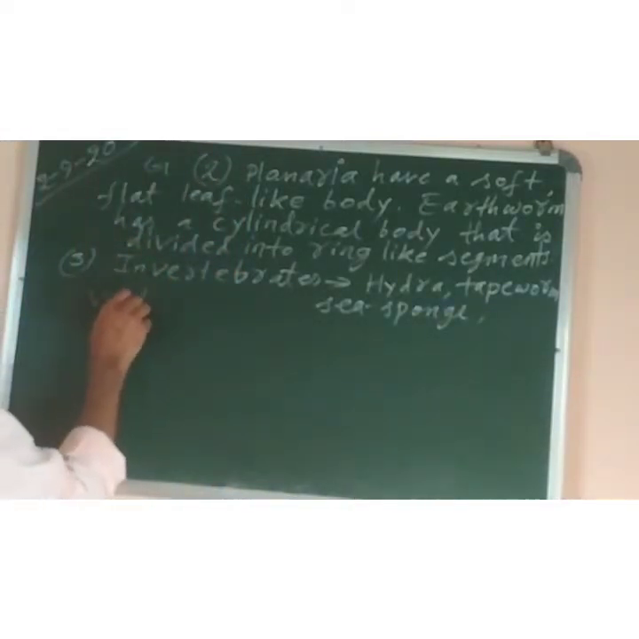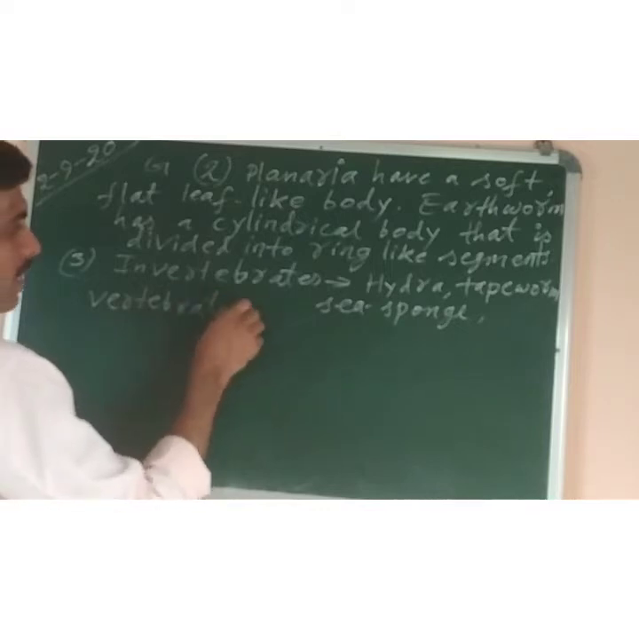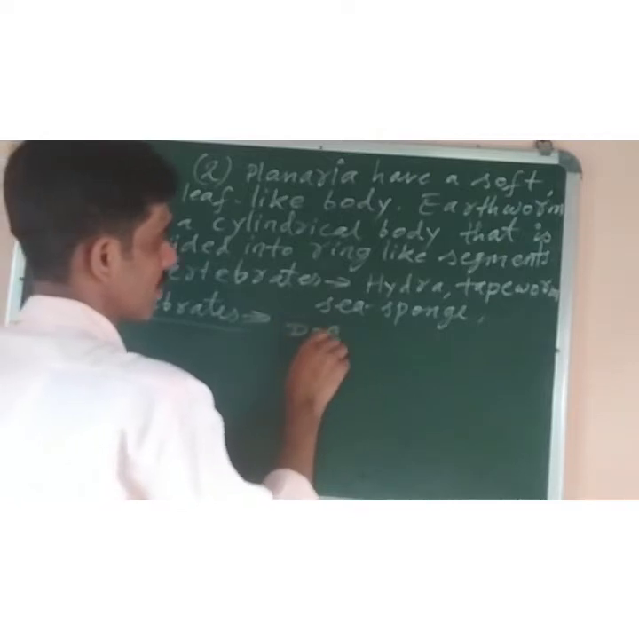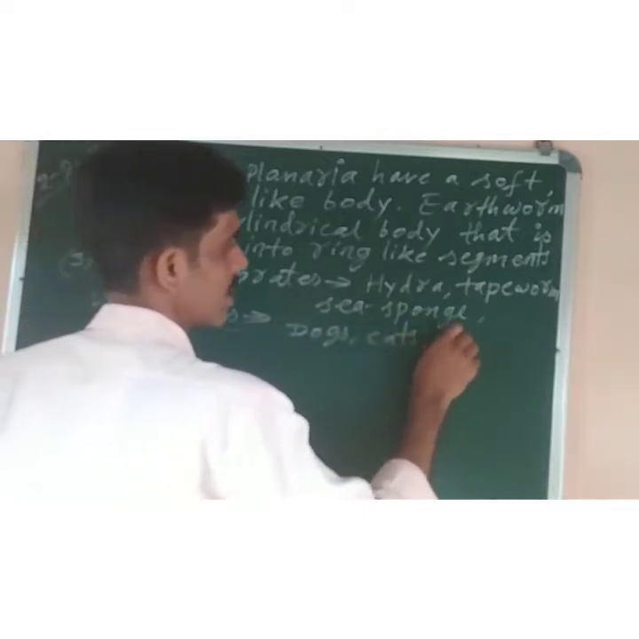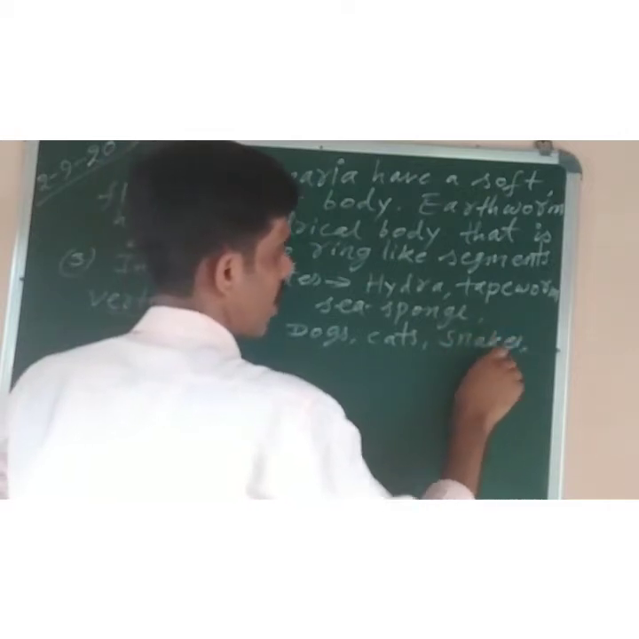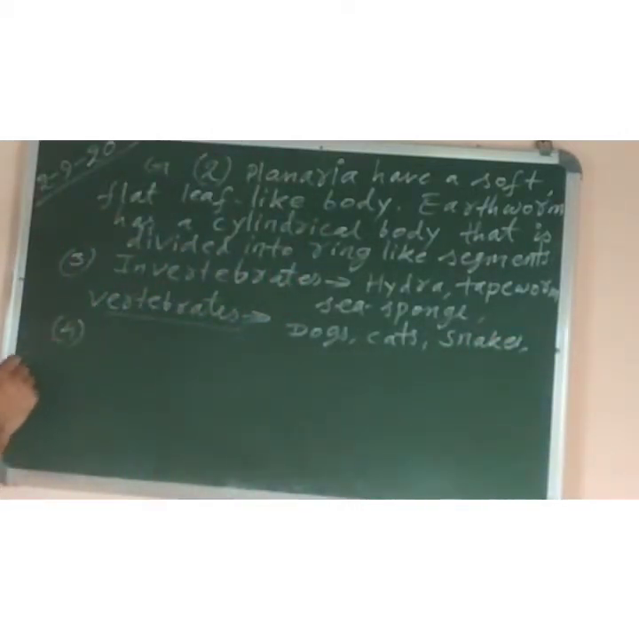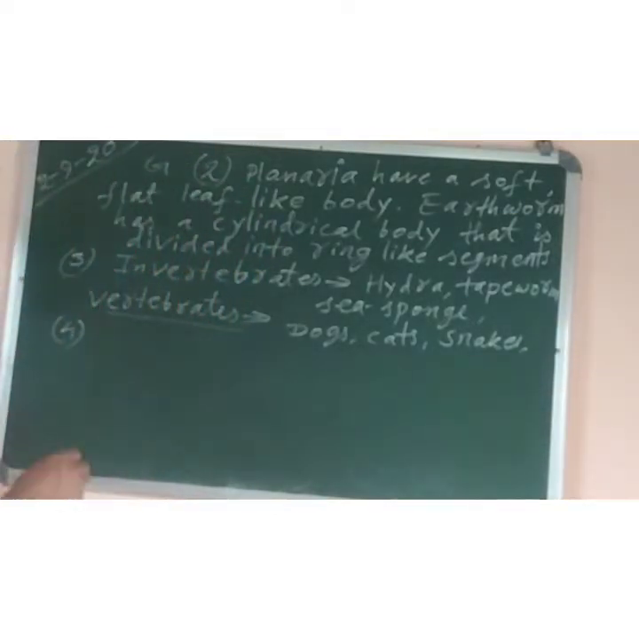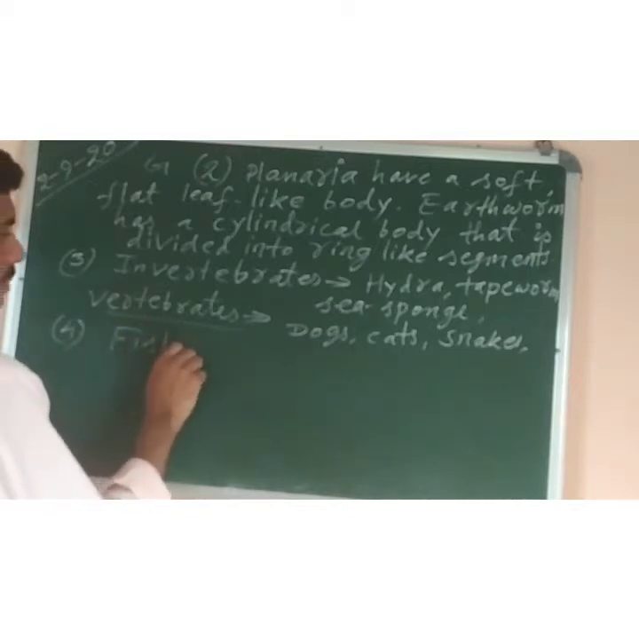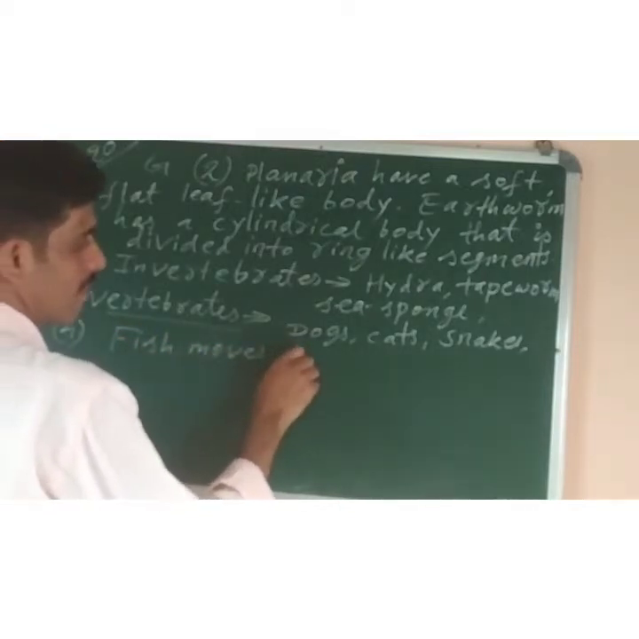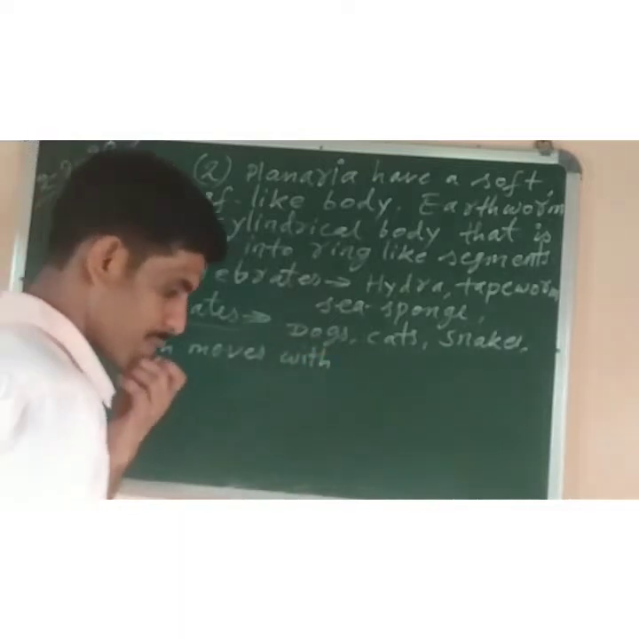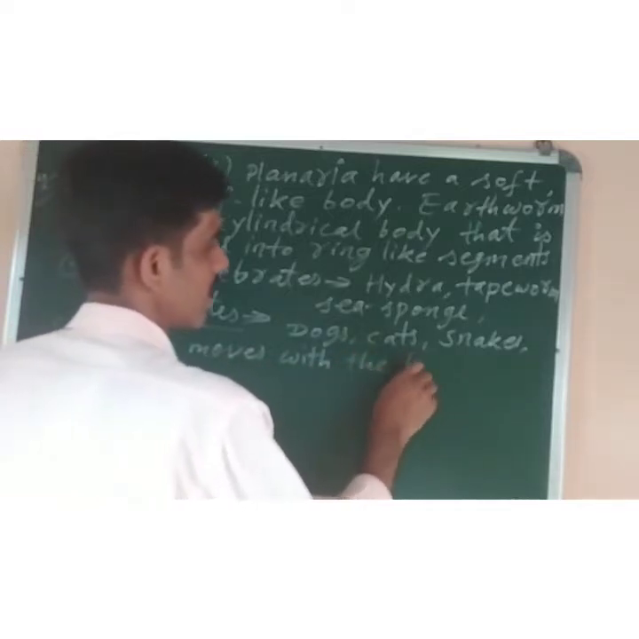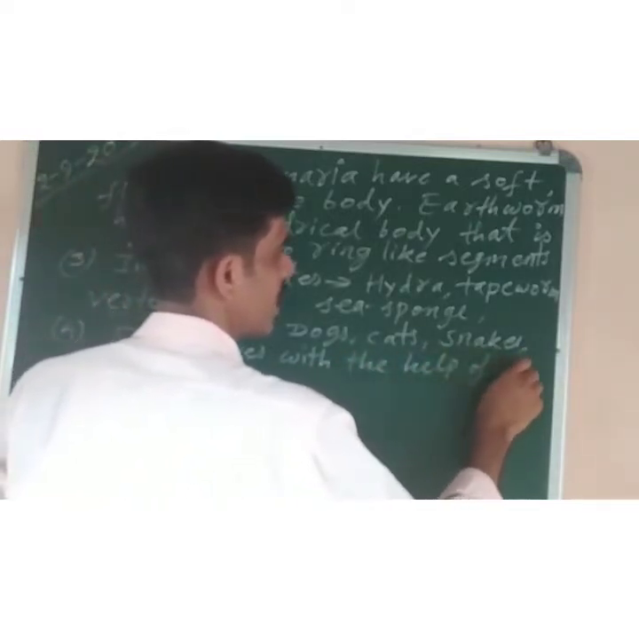And vertebrates. The examples are dogs, cats, snake, frog, etc. Then number four. Fourth question is fish and bird, organ of locomotion. Fish moves with the help of their fins.